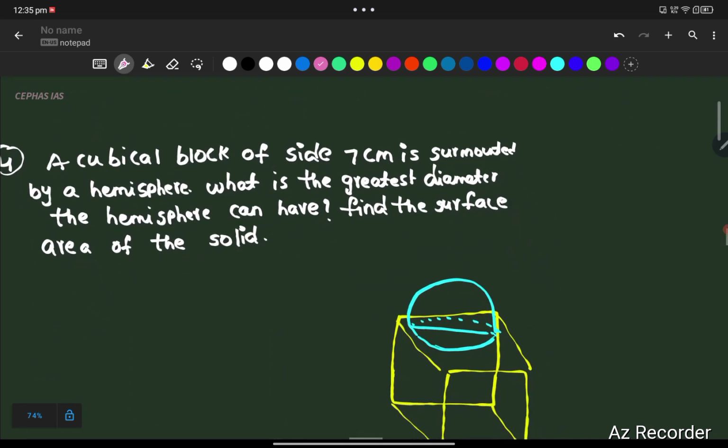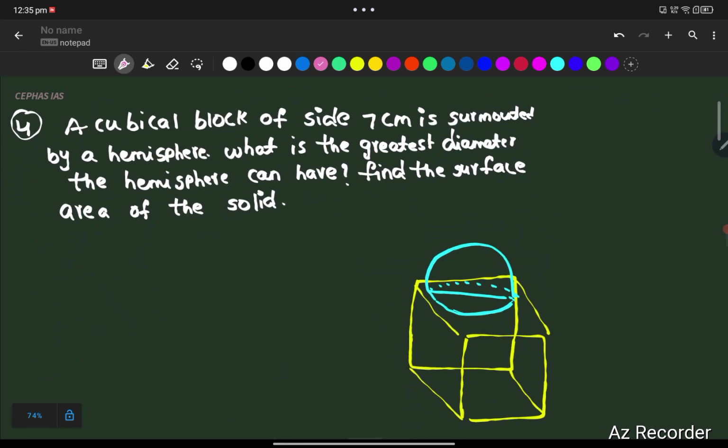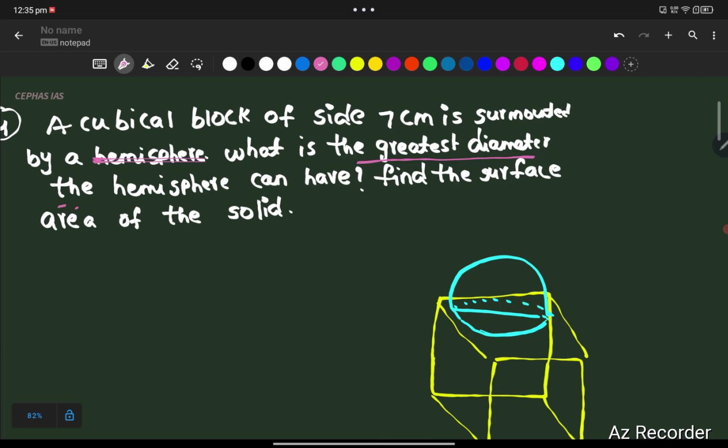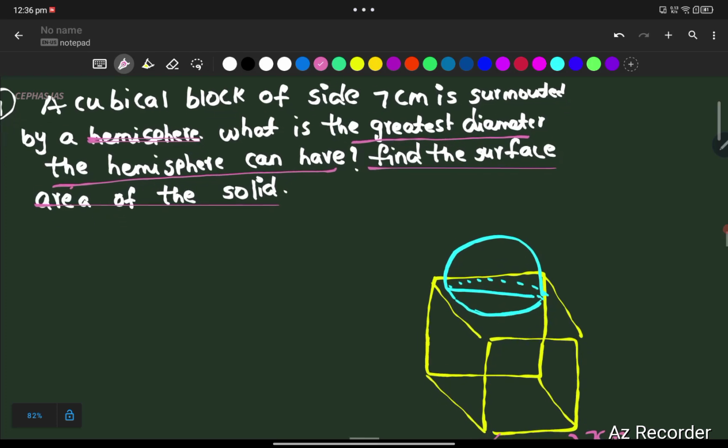Next question. Fourth one. This one is very important. Please note it down. A cubical block of a side 7 centimeters. This side is 7 centimeters, surmounted by a hemisphere. One hemisphere is surmounted on it. What is the greatest diameter the hemisphere can have, and find the surface area of the solid? So clearly remember, the maximum diameter of the hemisphere is nothing but a side of a cubical block. That is what the maximum diameter is, you can see that.